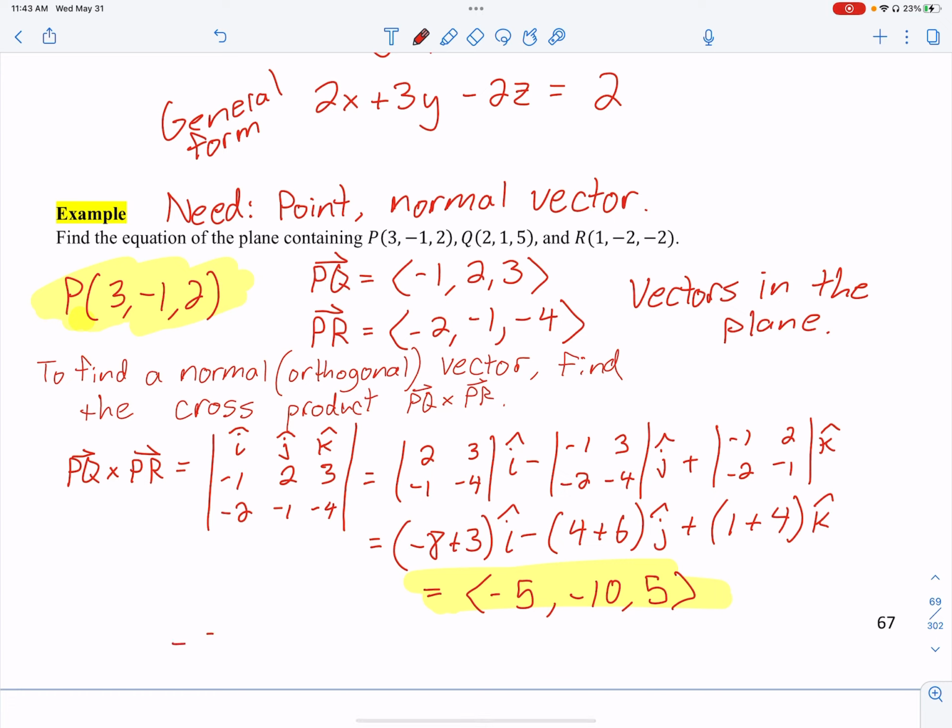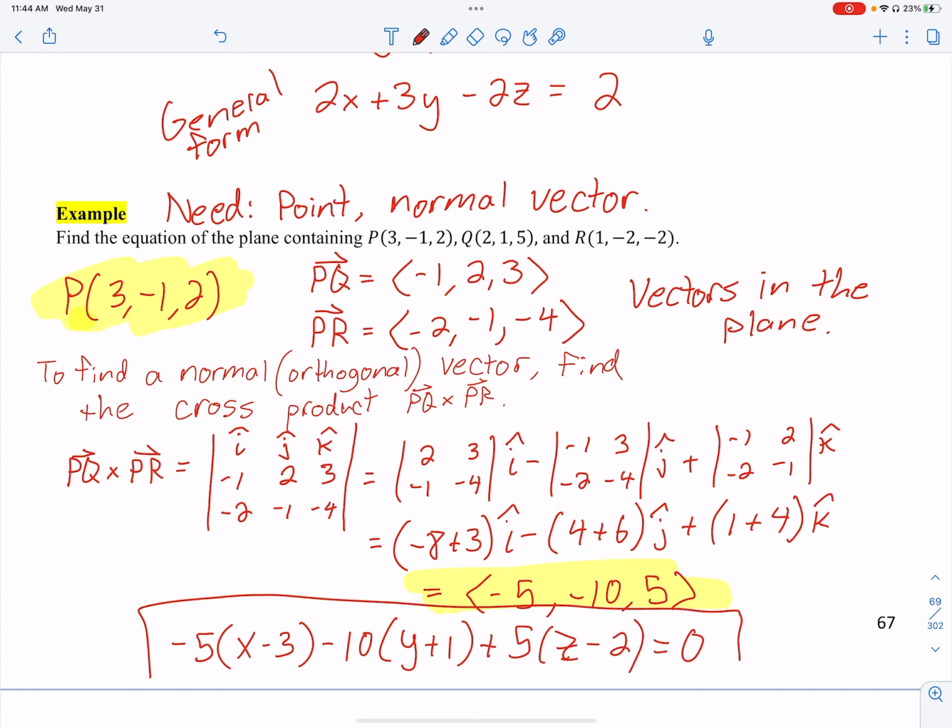So I got -5 times x minus 3, minus 10 times y plus 1, plus 5 times z minus 2 equals 0. So this is the equation of the plane, given those 3 points. The key to this is knowing that I can create two vectors given the points, and then I can use the cross product to find a normal vector, because a cross product always spits out an orthogonal vector to the two vectors involved.